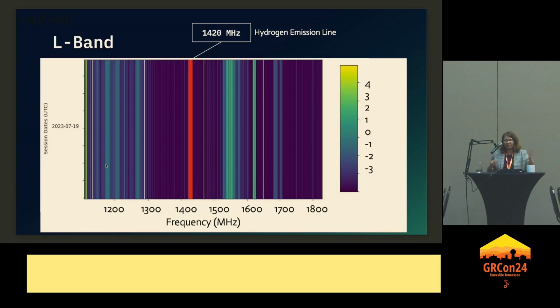Due to the limited time from integrating everything together, I focused primarily on L-band, and so this is where a lot of technology is, but it's also really important in radio astronomy because it has the 1420 hydrogen emission line, which is a protected band, so we're hoping to not see a lot of RFI right there.